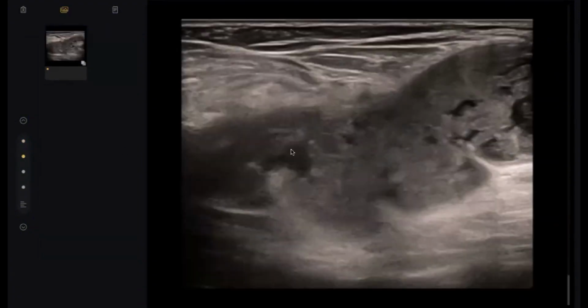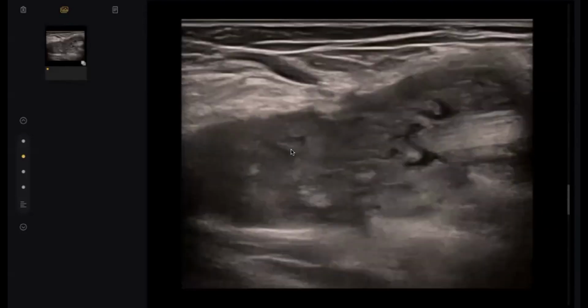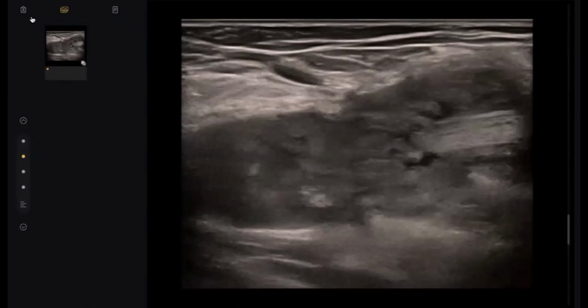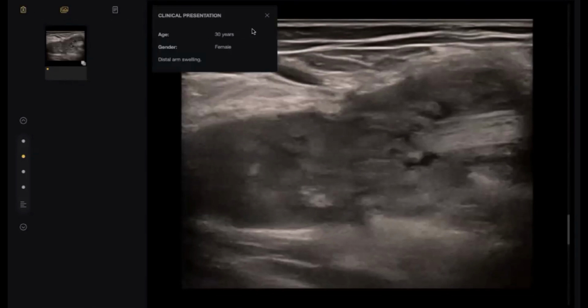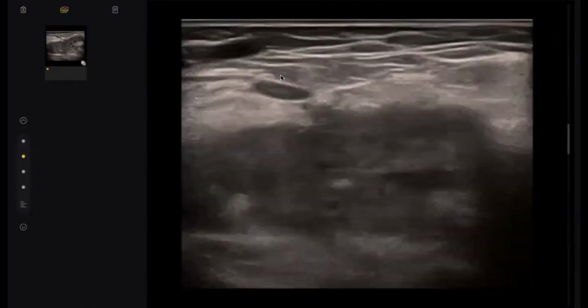Next candidate. Hello, Dr. Nagam. Hello. Yes, candidate 13. Okay. Yeah. Doctor, this is a 30-year-old female patient presented with swelling at the elbow. I think at the elbow.